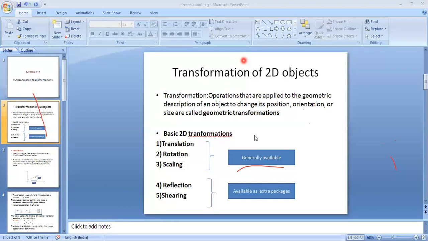I will try to see the reflection of the triangle on the z-axis. Then coming to shearing. What I mean by shearing is nothing but changing the angle, changing the position of the object.